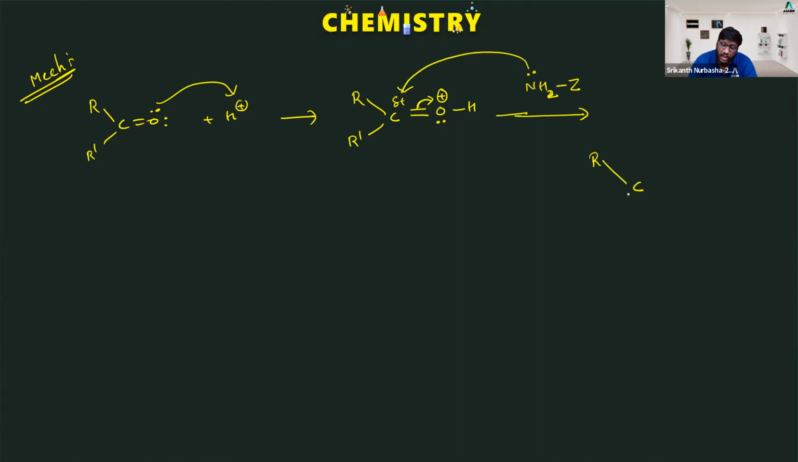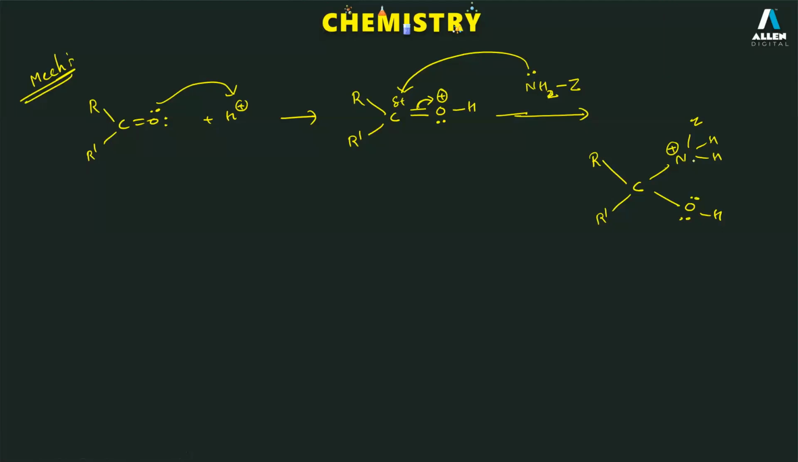We get R C R dash, where the C double bond O is converted to C single bond O. Oxygen regains its lone pair, and the OH bond is as it is. Carbon forms a new bond with nitrogen. Nitrogen uses its lone pair, so nitrogen will have a positive charge, with NZ and two NH bonds as they are. Is everything clear, students, so far? Yes, sir.